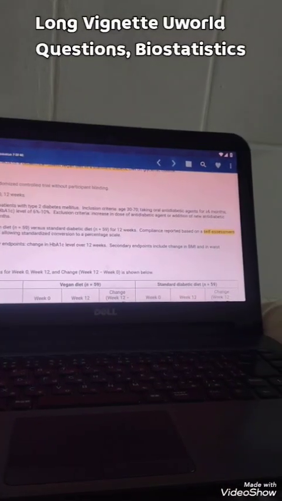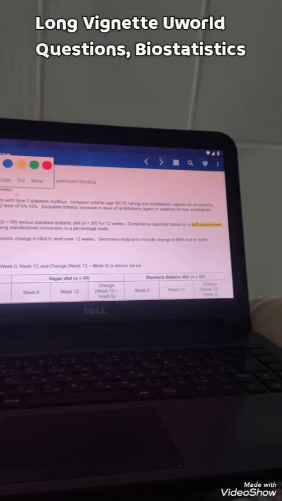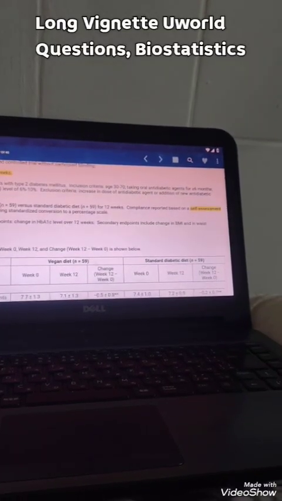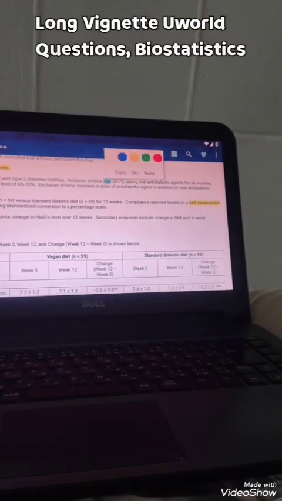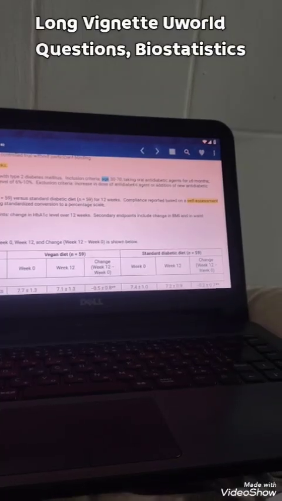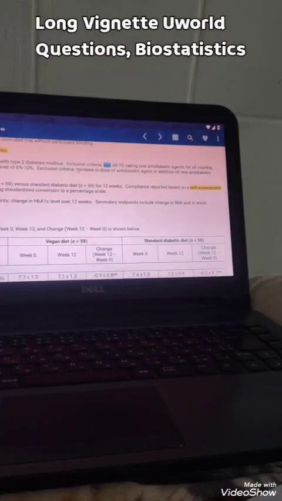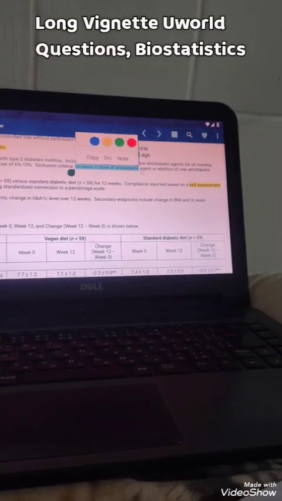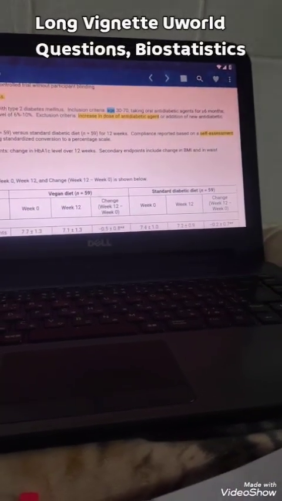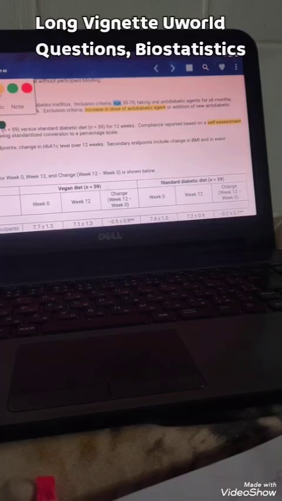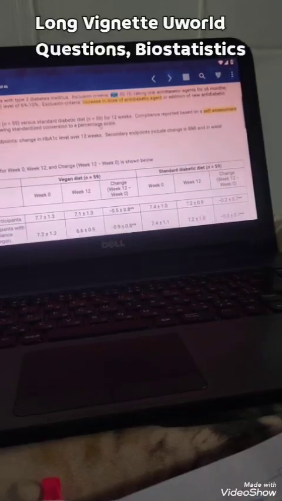The method is a randomized control trial with participants blinded, and the follow-up is at 0 and 12 weeks. How many patients were included? 118 patients with type 2 diabetes mellitus. Inclusion was age 30 to 70, taking oral antidiabetic agents for more than 6 months, HbA1c level 6 to 10%. Exclusion criteria was an increase in dose of anti-diabetic agent, so if those patients increase their diabetes medication, they are excluded.